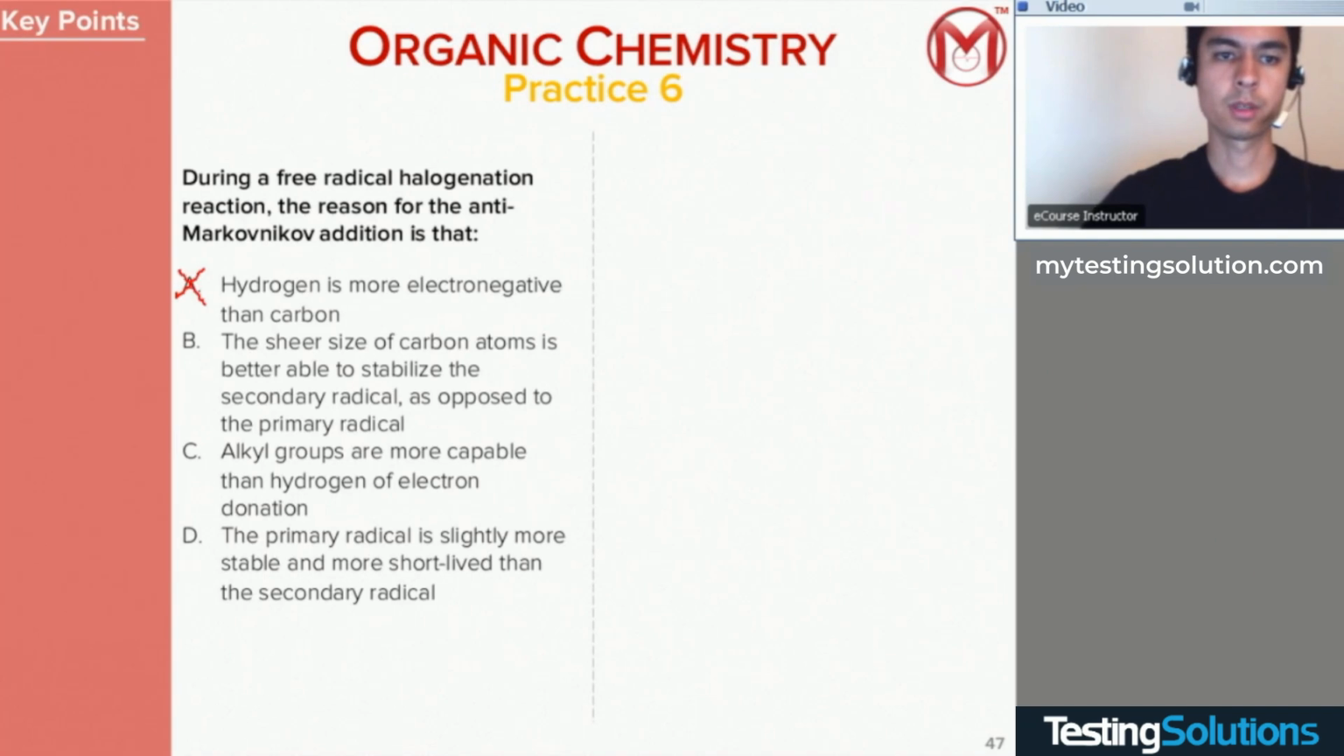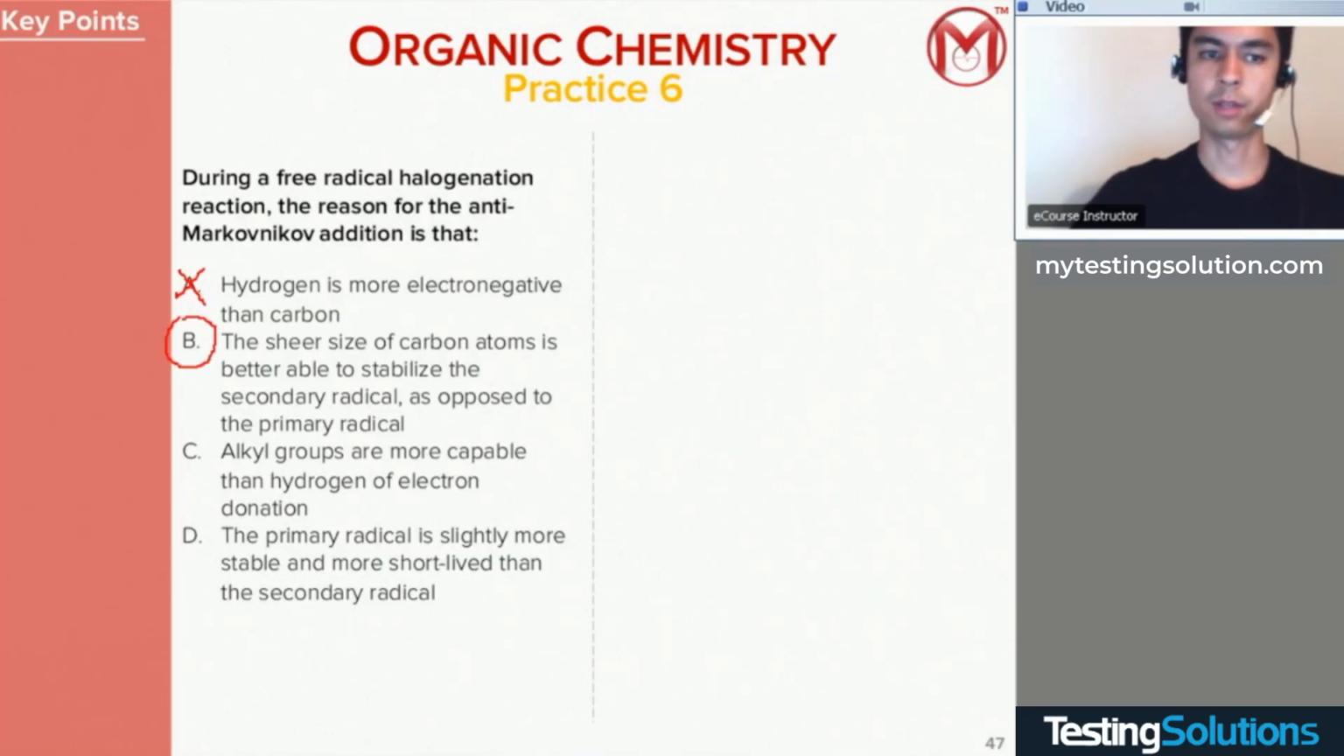B, the sheer size of the carbon atoms is better able to stabilize the secondary radical as opposed to the primary radical. That's kind of iffy. It's not clear why size specifically should matter. That's kind of a shady connection. For example, iodine is bigger than carbon, and iodine is not going to stabilize the radical. And electronegative groups are not going to stabilize the radicals. So that's not really clear.